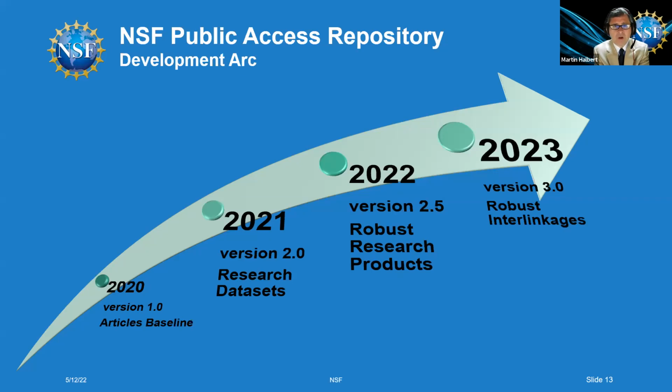To say just a word about my own program and the infrastructure that I oversee, in addition to the grant programs that I oversee, the NSF Public Access Repository has been in steady development since 2015. In 2020, we really concretized all of the functions around depositing and making publicly accessible juried articles. Last year, we added the capability to record publicly released research data sets. This year, we're focusing on a range of other research product types. And in '23, we'll be moving on to various kinds of interlinkages between systems.